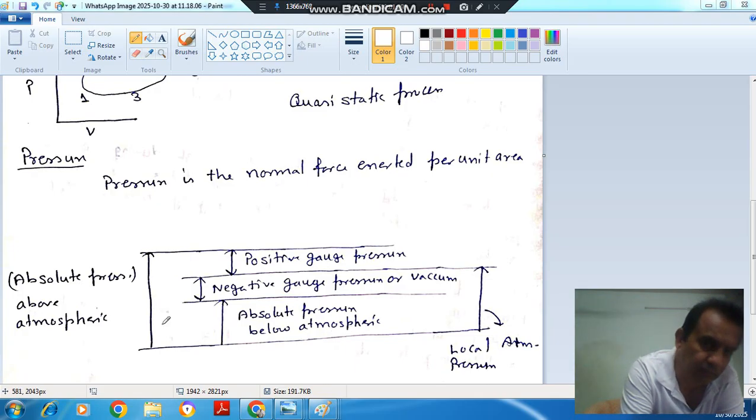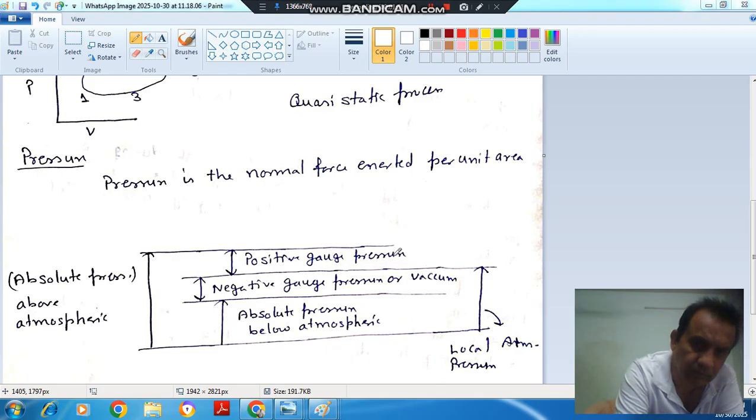So this is the absolute pressure when the pressure is above atmospheric, or this is the total pressure when the pressure is below atmosphere, and this is the positive gauge pressure when the pressure is above atmospheric. This is the negative gauge pressure or vacuum pressure when the pressure is below atmosphere. This line corresponds to atmospheric pressure.